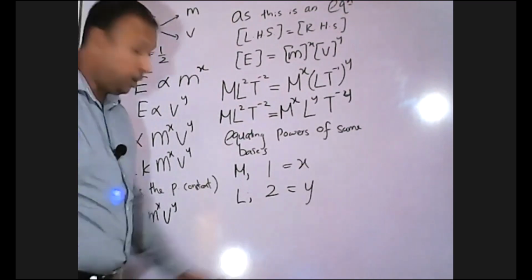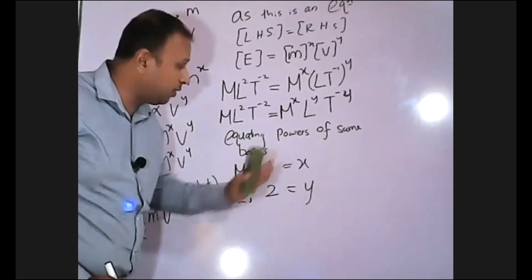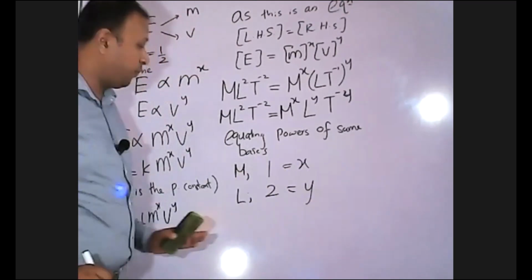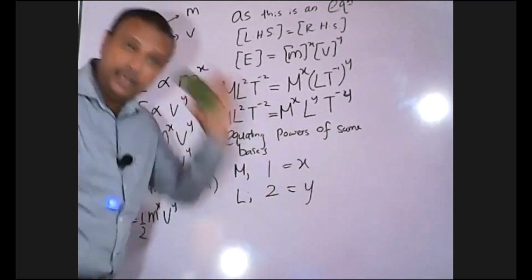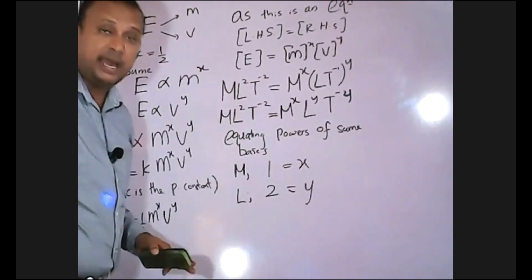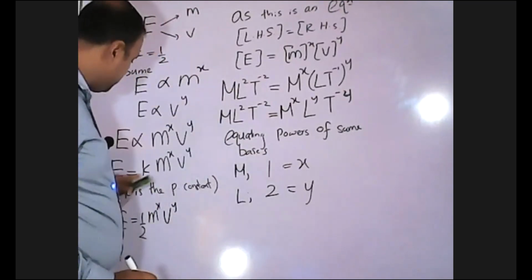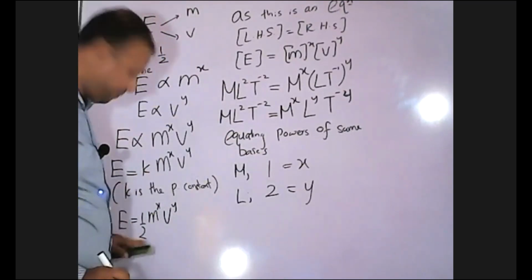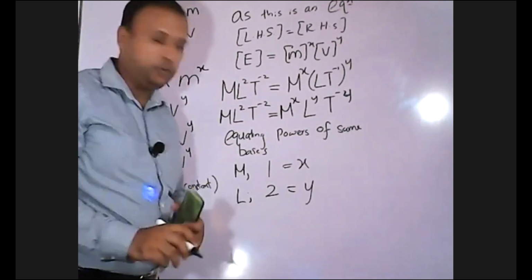Now, don't stop here. This is not the answer. Finding X and Y is not the answer. We have to find the equation. You have to determine the equation, so that is the answer. The answer is the equation. So you have to substitute those values into this assumed equation. This is my assumed equation.